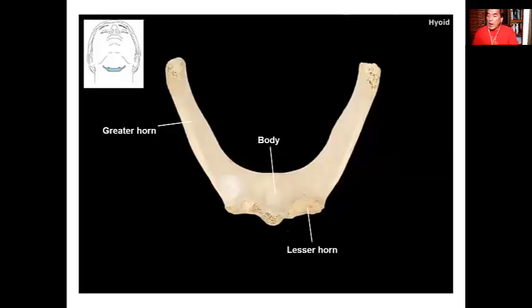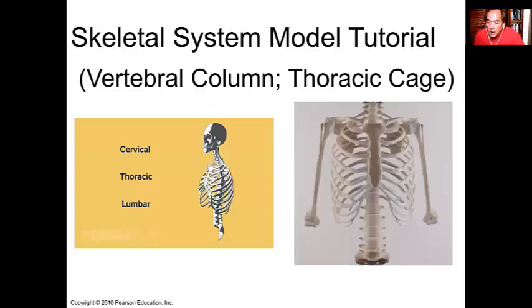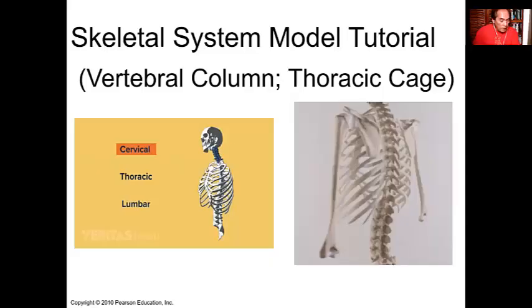And this bone is called the hyoid. Okay, remember the hyoid, it has the greater horns and the lesser horns than the body. Remember, this does not articulate with any other bone. That's the reason why it's floating on top of your Adam's apple. That's your hyoid. Now we're looking at the vertebral column.